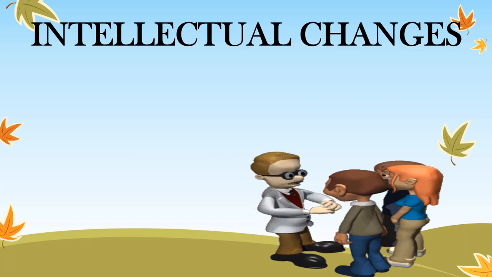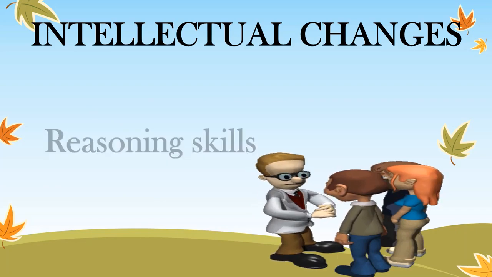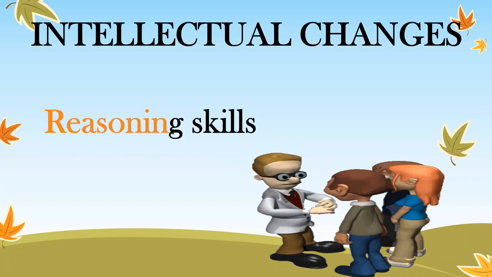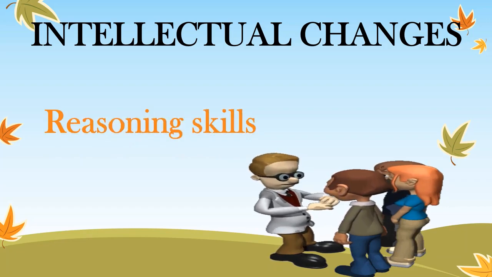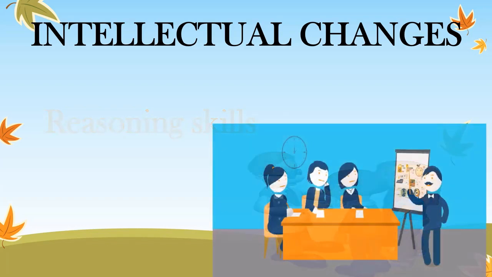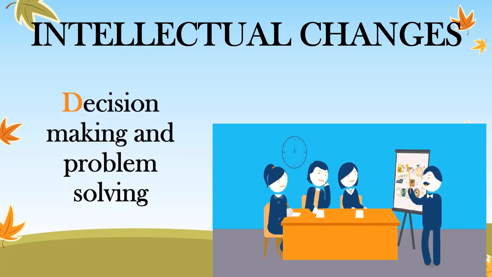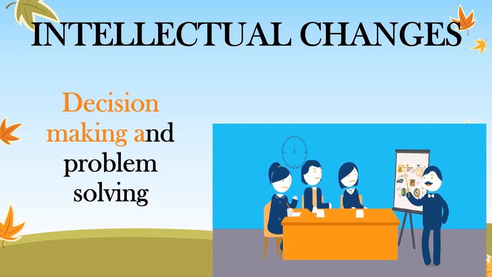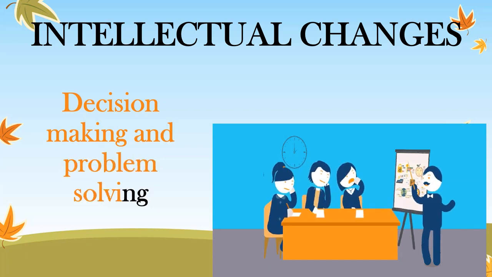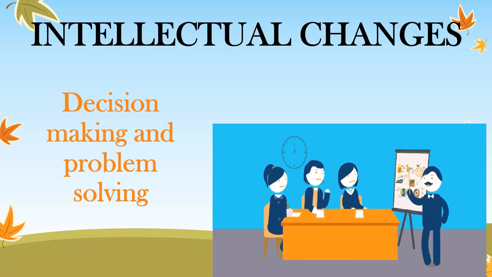Another example of intellectual changes is reasoning skills. As you grow, your reasoning skills are more developed. Another example is decision making and problem solving. As you grow, you can make your own decisions and solve your own problems. Okay? So that's it.